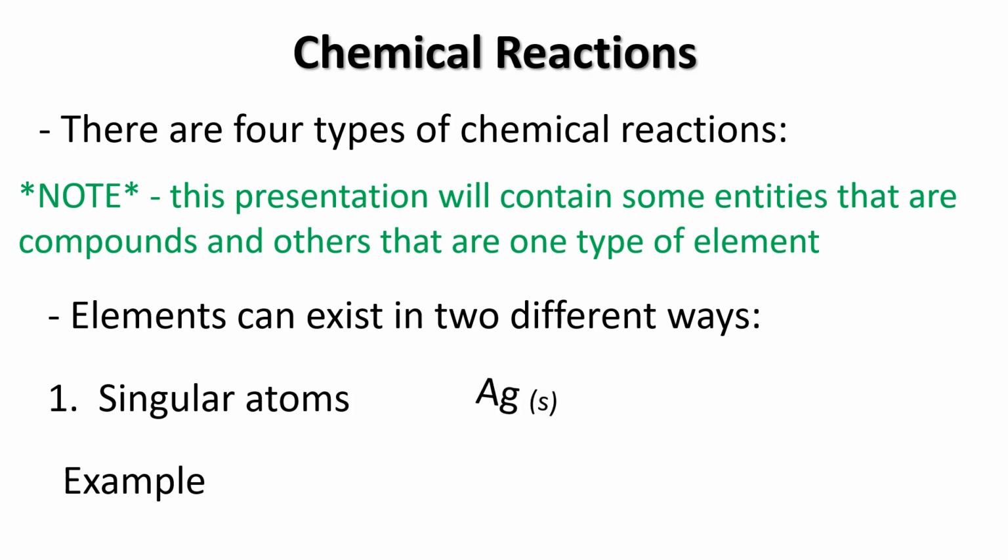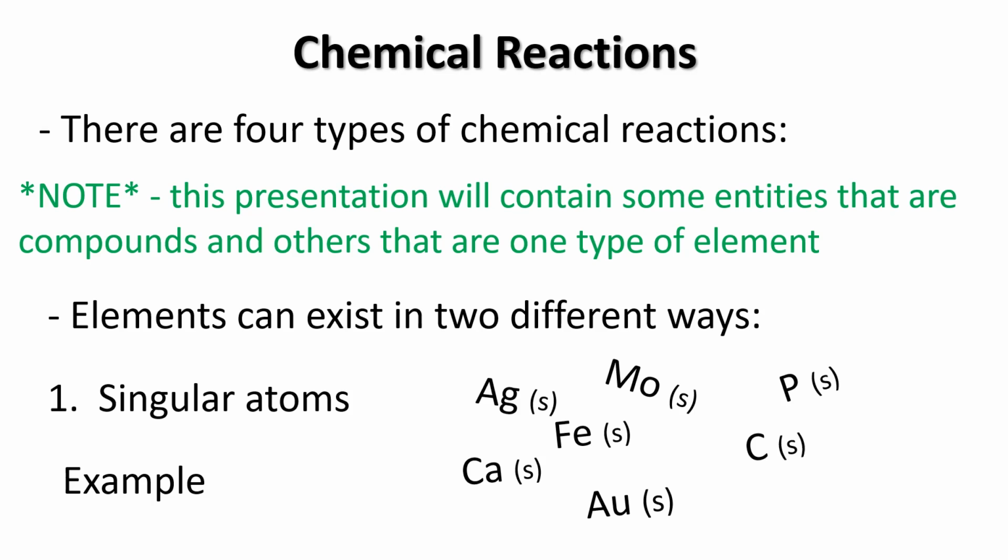For example, you could have silver by itself, it would be in the solid state. Or maybe calcium, that would be in the solid state. Or iron in the solid state. Or gold, mobilium, these are all metals, and when they're by themselves, they're in the solid state. Now the nonmetals as well. Phosphorus is a solid, carbon's a solid, and then our group 8 gases are gases. So argon and xenon would be gases. So if an atom's by itself, most of the time it's just going to be a singular atom.